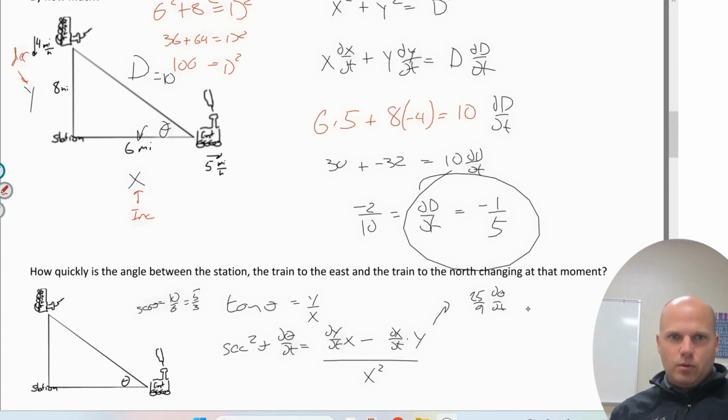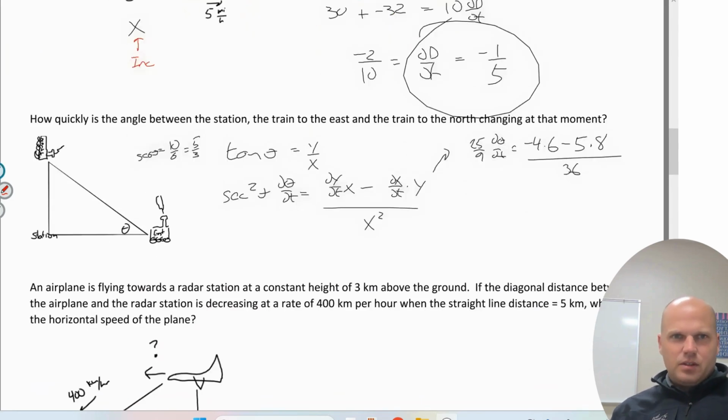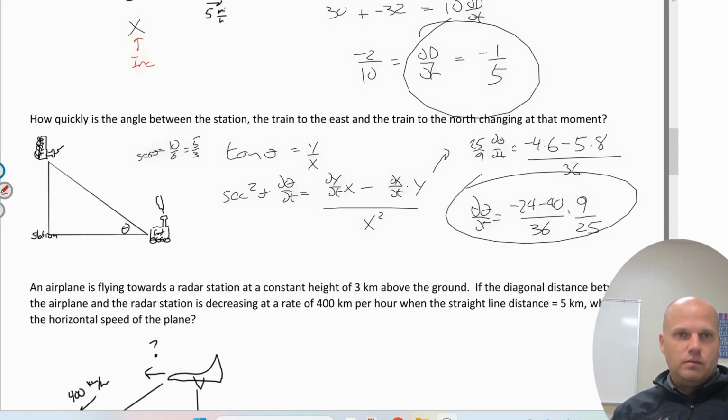We got dy dt, which is, make sure you say it's -4, times x, minus dx dt, which is 5, times y, all over x squared, which is 6 squared. Yeah, this is gross, but whatever. Don't stress about the arithmetic. For a free response, leave your answer like that. This is fine. For multiple choice, they never give you a problem that involves too much arithmetic.